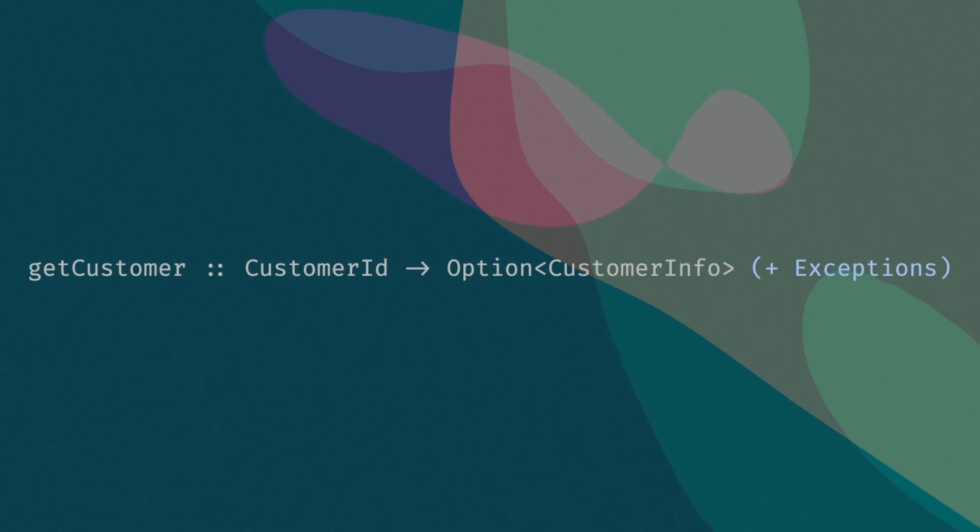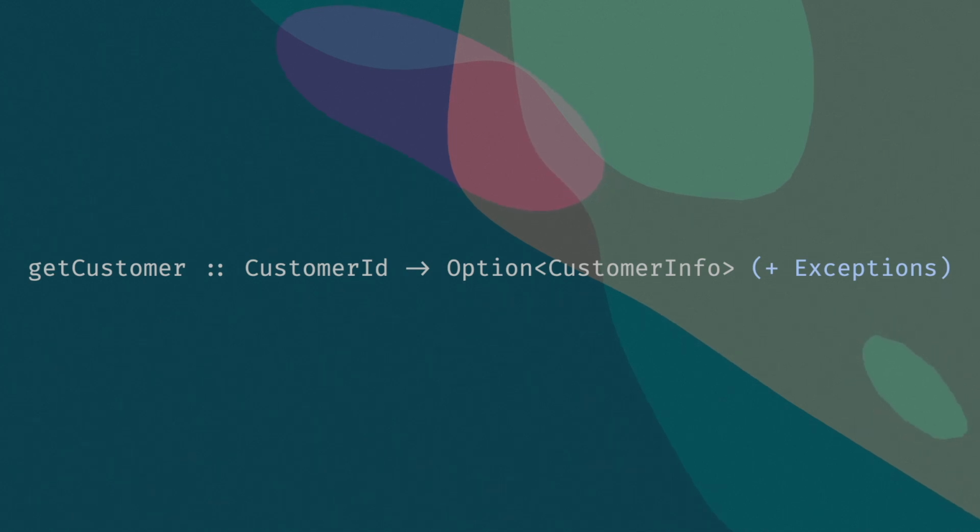Another common thing to do is to make optionality explicit. For example, if we know that the user might be missing or not found, we can make it explicit and easier for the callers. They might want to care about missing customer info, but don't care about any other exceptions because they cannot do anything.